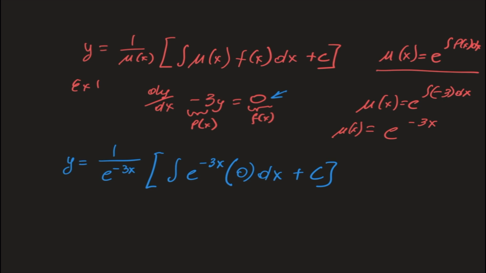Simplifying from here, 1 over e to the negative 3x would just simply give me e to the positive 3x. And notice this part right here is multiplied by 0, which ultimately becomes 0, and we have this multiplied by c. So my final answer would just be c e to the 3x.